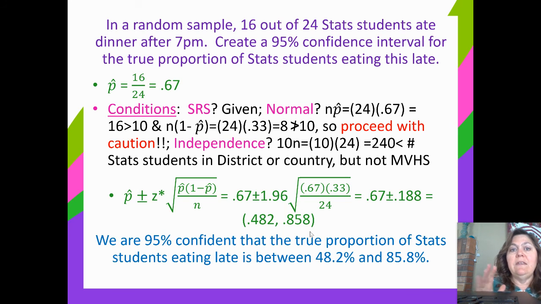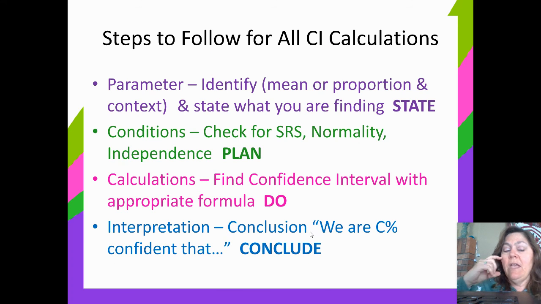If you see, nothing has changed. It's the exact same process. State, plan, do, conclude are all the same. The only thing that has changed is now it's proportion. So we use a different normal condition and we use a different standard error formula, and make sure we go back to the z-star to get it when we make our margin of error. So just a reminder that here are your 4 steps to follow.